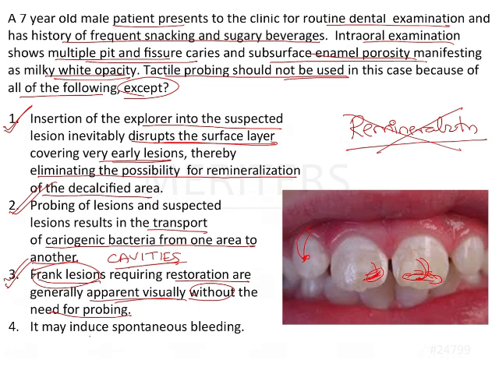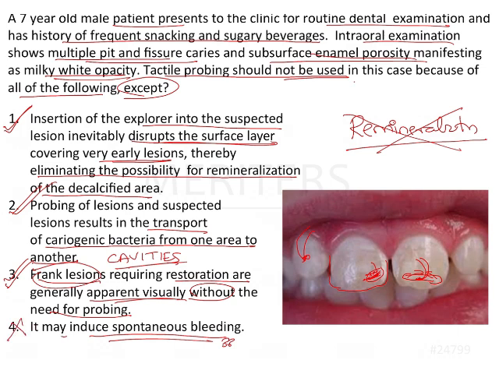The last option says that it may induce spontaneous bleeding. Now this is a very doubtful option, because why would tactile probing induce bleeding on a tooth, where you're doing just hard tissue probing? Unless there is a pulp polyp or some sort of soft tissue trauma, there would not be bleeding. So since here we are only checking the tooth with a probe, there is no reason for spontaneous bleeding to occur. So this does not seem to be the correct answer.